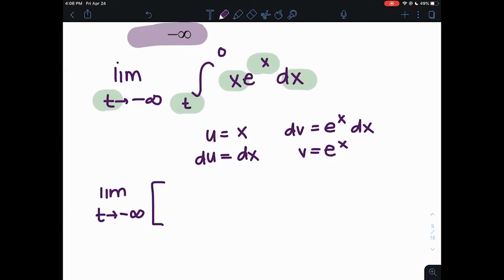And this whole integration by parts expression works as uv, so x e to the x. And this time I have a definite integral, so I need to evaluate that at 0 minus the evaluation at t, minus the integral from t to 0 of v du, of e to the x dx.